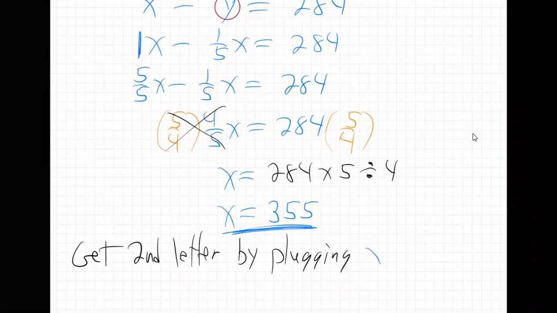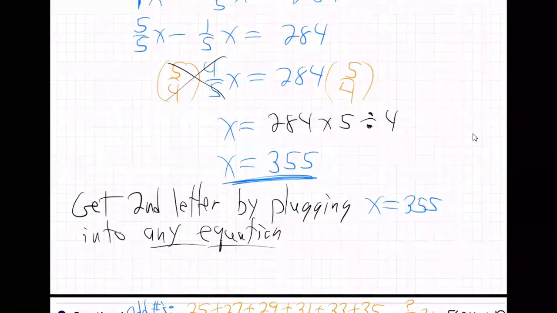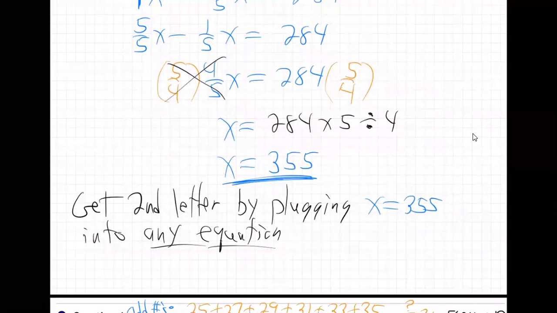Plugging x equals 355 into any equation. It's really any equation you want. You can't go wrong. Any equation will be fine. Just plug that into any equation. So just grab any equation you want.